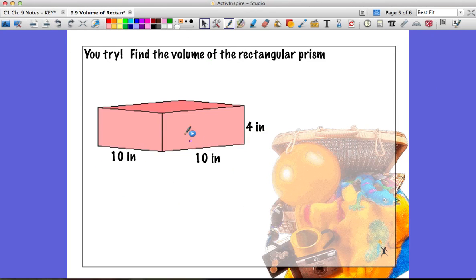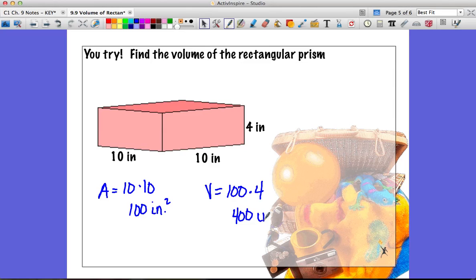Okay, I want you to try this problem on your own. When you come back, we'll go over it and check your answer. Alright, you should have found that the area of your base was 10 times 10, which gives you 100 square inches. The volume then is that 100 square inches times your height of 4, which gives you 400 cubic inches.